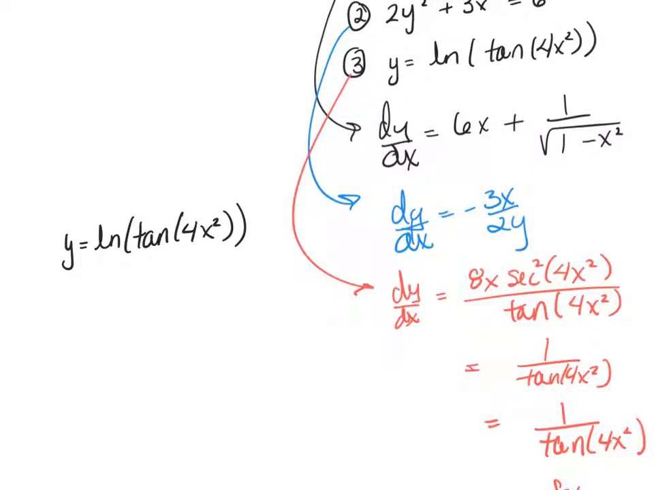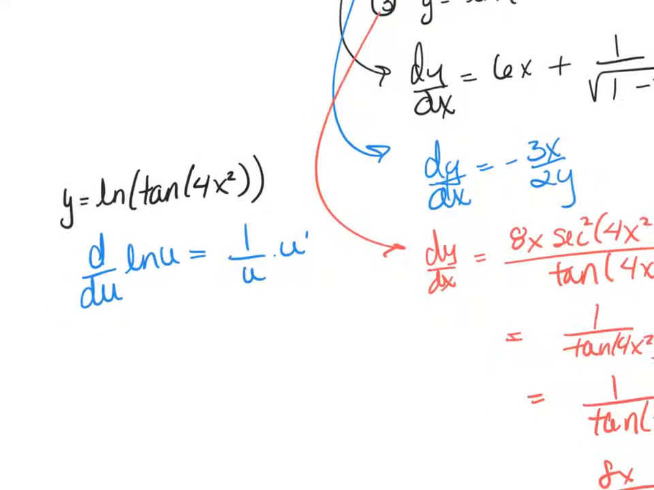I'm going to use the fact that if I'm asked to do d du of the natural log of u, then this is going to be 1 over u and then u prime. And I'm going to couple that with this other one, that if I have d d theta of the tangent of theta, then this is going to be the secant squared of theta times theta prime. So I'm going to use those two combined.